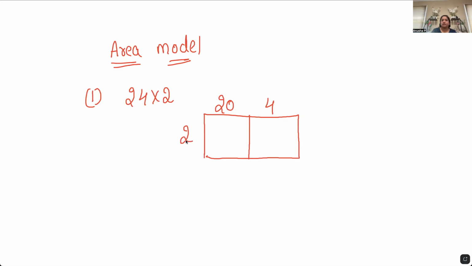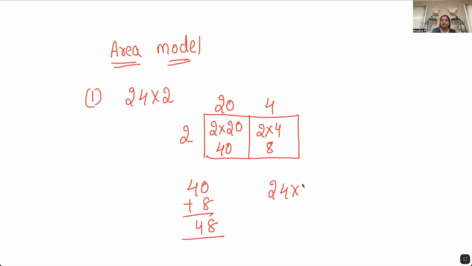First box, we'll do 2 times 20. 2 times 20 is 40. For the second box, 2 times 4, which is 8. After multiplying the two numbers, we have to add the answers from the two boxes. So 40 plus 8 is 48. 24 times 2 is equal to 48.